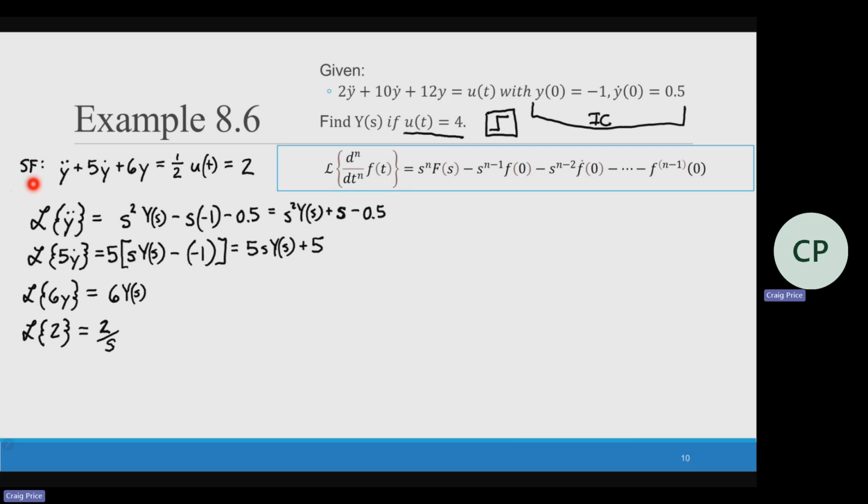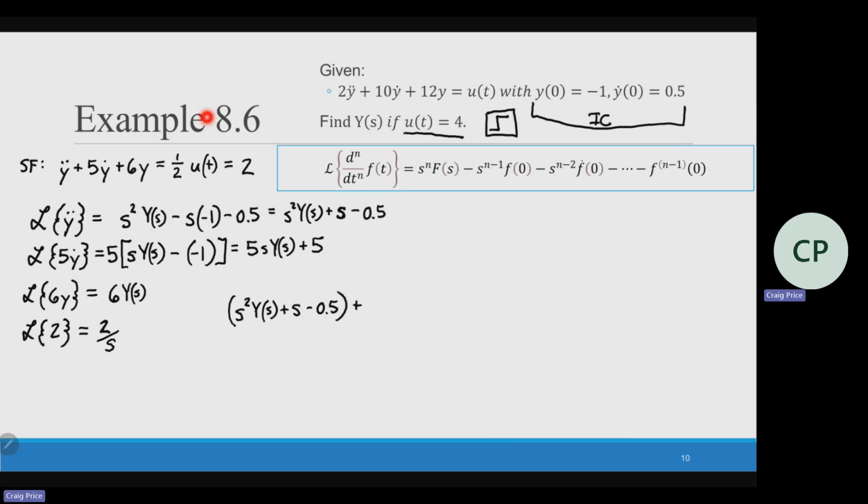Now, here's where I've done all the steps. I've used all the initial conditions. Why are we doing this? Well, our goal is to take that equation that we have, the standard form equation, and we're going to replace each of those terms with their Laplace transforms. So I'm going to take this first one, y double dot, that is s squared y plus s minus 0.5. That is my y double dot.